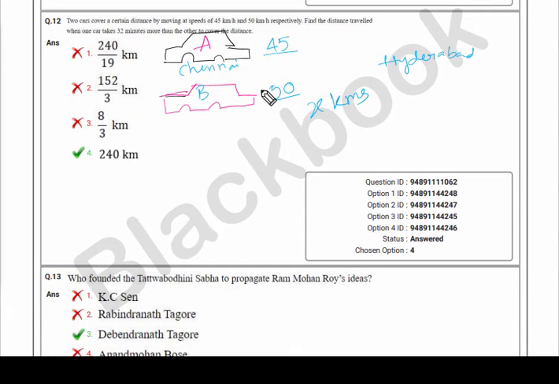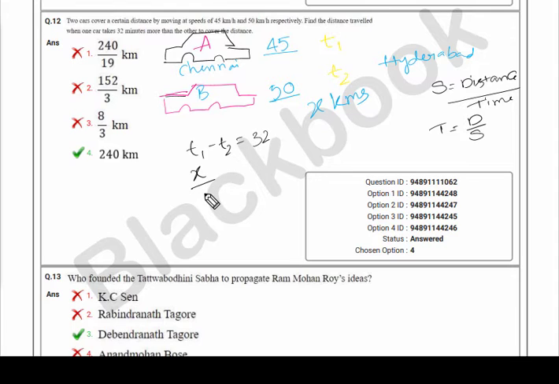Now this takes time 1, this takes time 2. Now which takes less time? Because the speed is less, it will take more time. If speed is more, it will take less time. So T1 minus T2 is given as 32 minutes. Now speed, we all know what is speed, that is distance by time. So from this, time is equal to distance by speed. Distance we don't know, we consider it as x, and speed is 45 for T1, minus, again distance is x and speed is 50. We get this as 32 minutes.